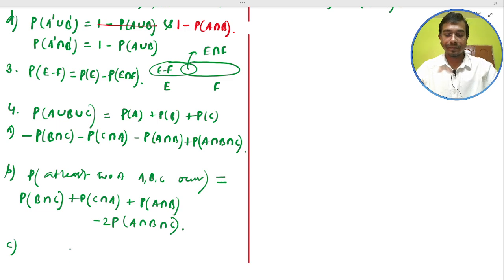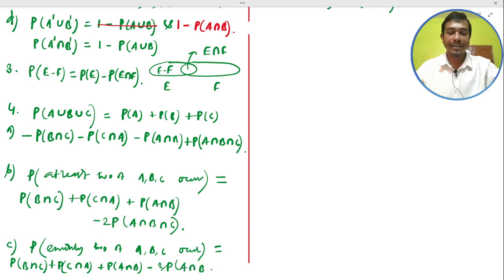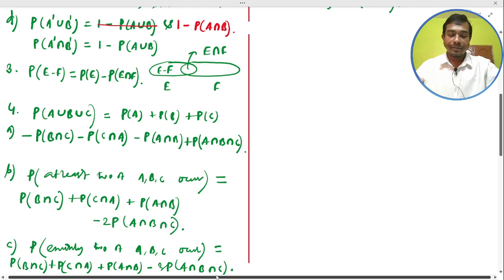C: P of exactly 2 of A, B, C occur. This is equal to P of B intersection C plus P of C intersection A plus P of A intersection B minus thrice P of A intersection B intersection C. Next, D: P of exactly 1 of A, B, C occur.